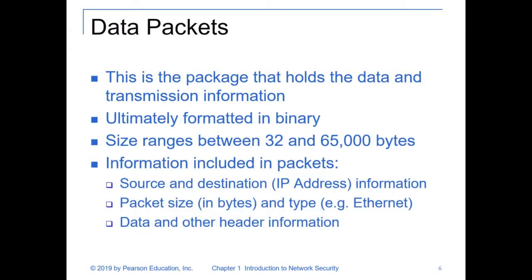Data packets are the packages that hold the data and transmission information. The sizes are going to range between 32 and 65,000 bytes. It's usually ultimately formatted in binary. Things included in the packets are the source and destination IP address, the packet size and type, and also data and other header information.